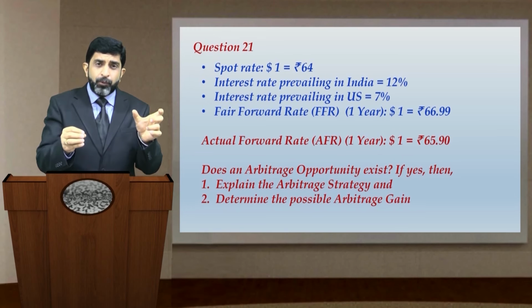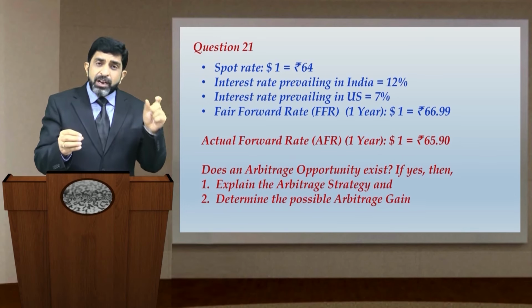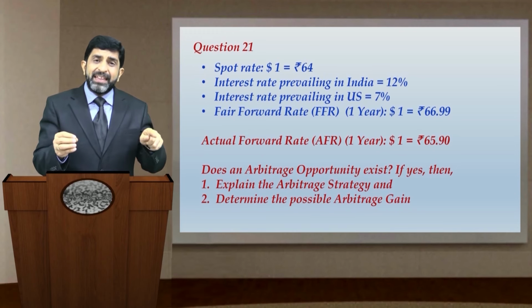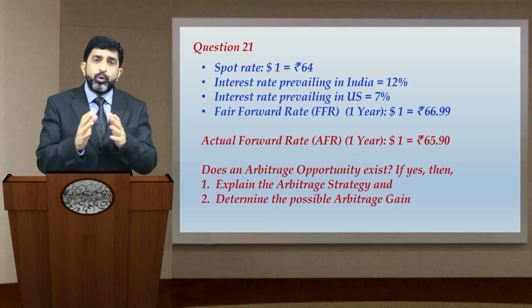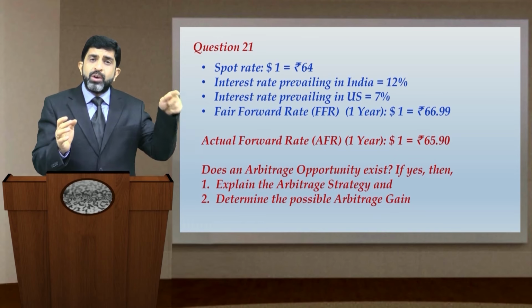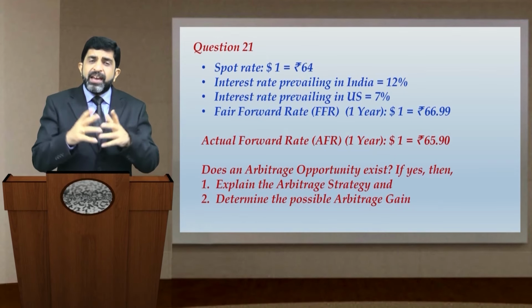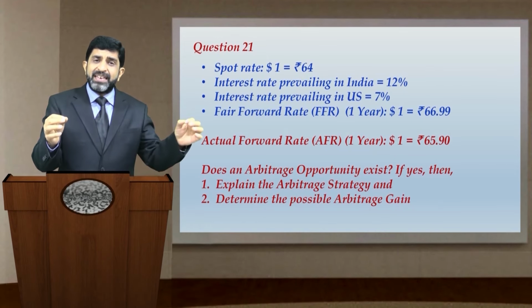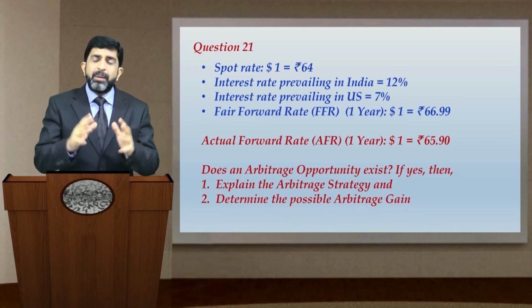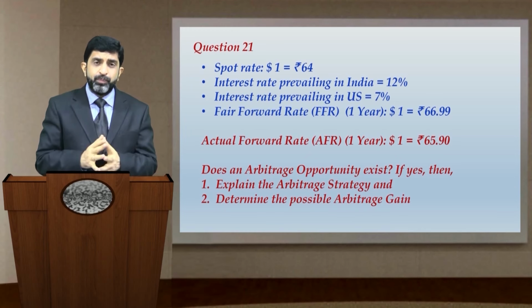Spot rate was 64. The interest rate prevailing in India is 12% and the interest rate prevailing in the US is 7%. So what you can simply do is 64 into 1.12 divided by 1.07 and you will get 66.99, and that is what we are calling the fair forward rate. But this was already computed and given to you.